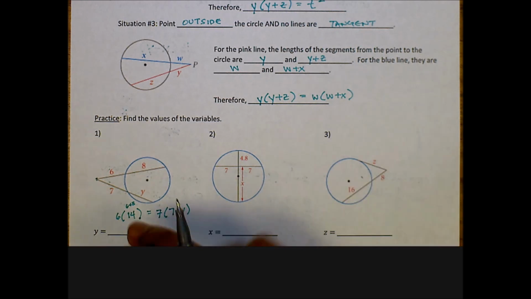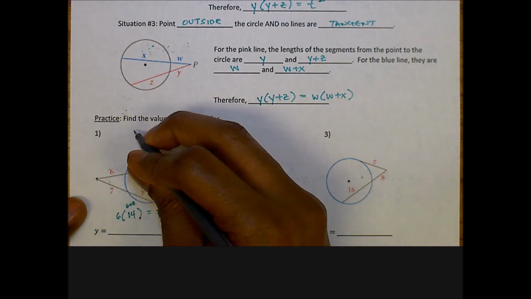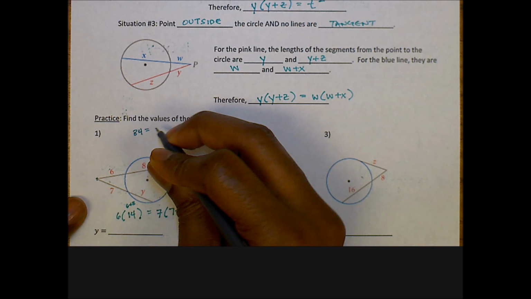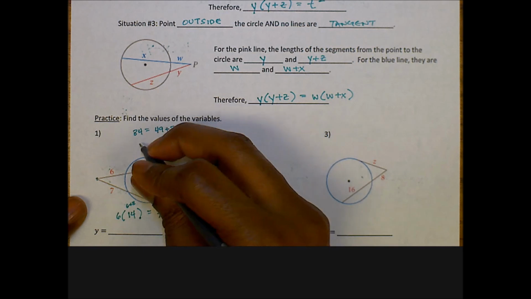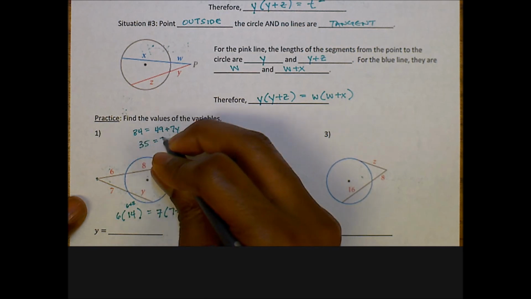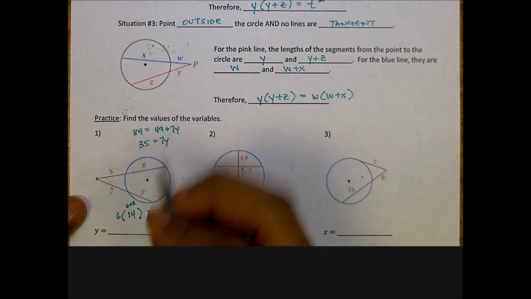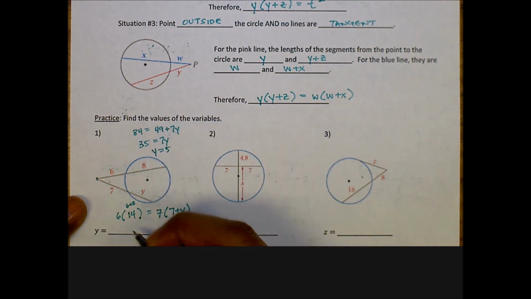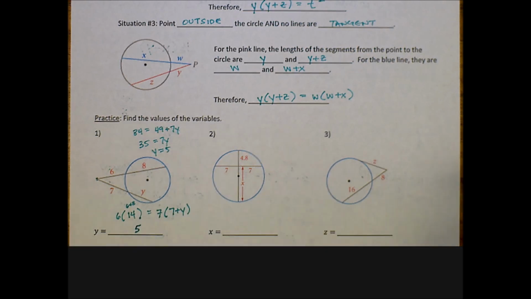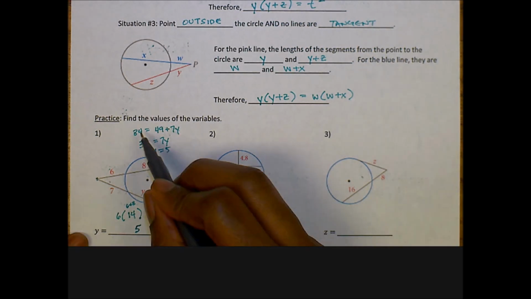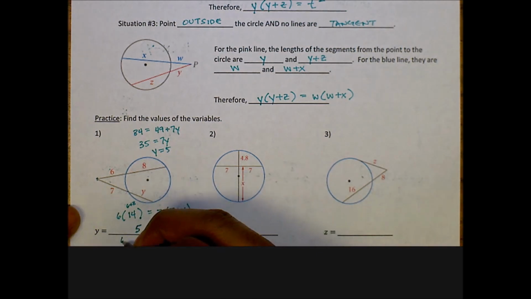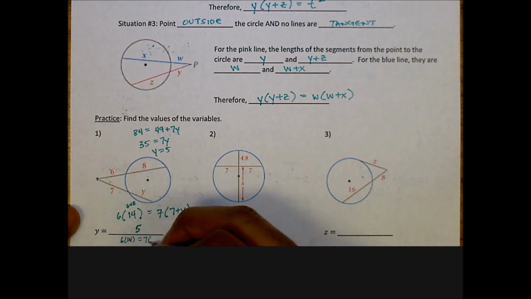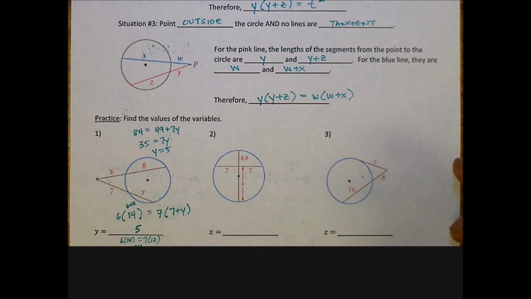So we have 6 times 14, which I'll do up here, which is 84, equals 49 plus 7y. Subtract 49 from both sides, that gives us 35. So 7y equals 35, divide by 7, y will equal 5. We should be able to double check to make sure that it works out, because 6 times 14 should equal 7 times 12, which it does, they're both 84.